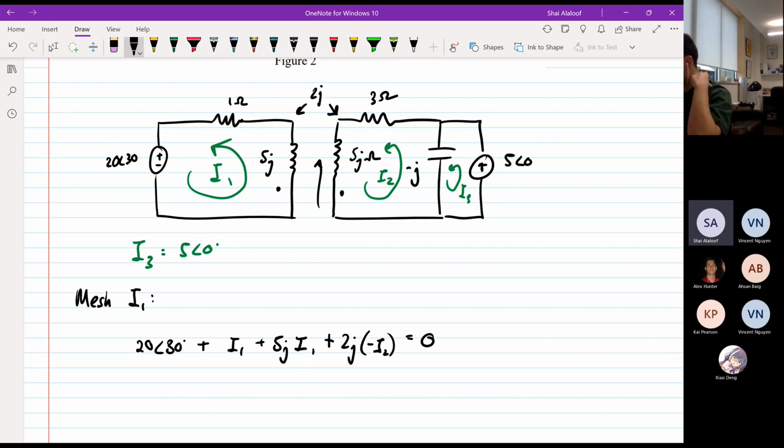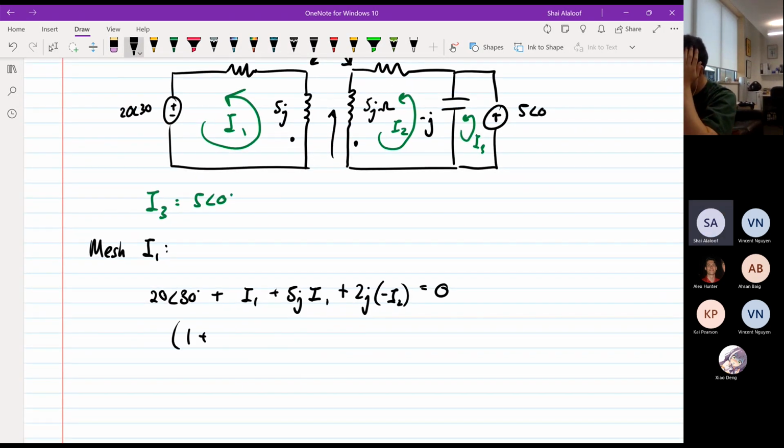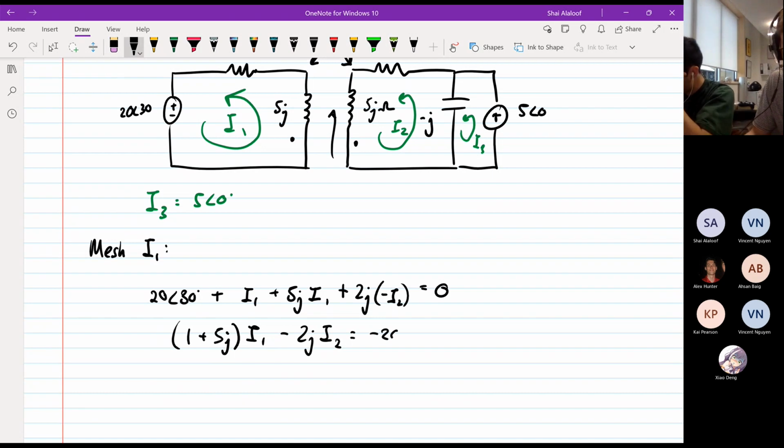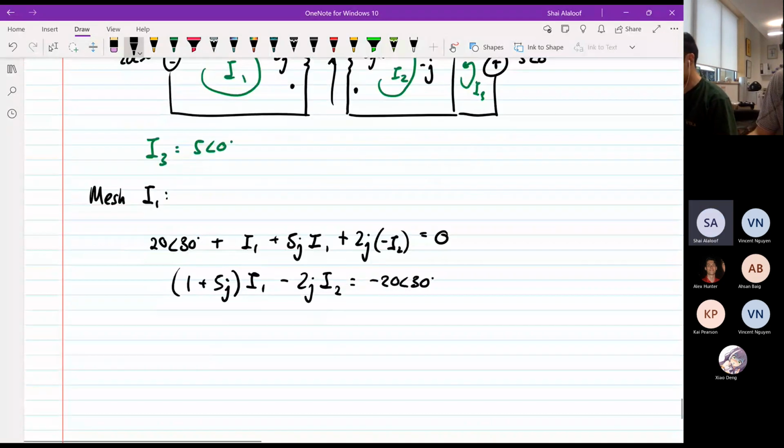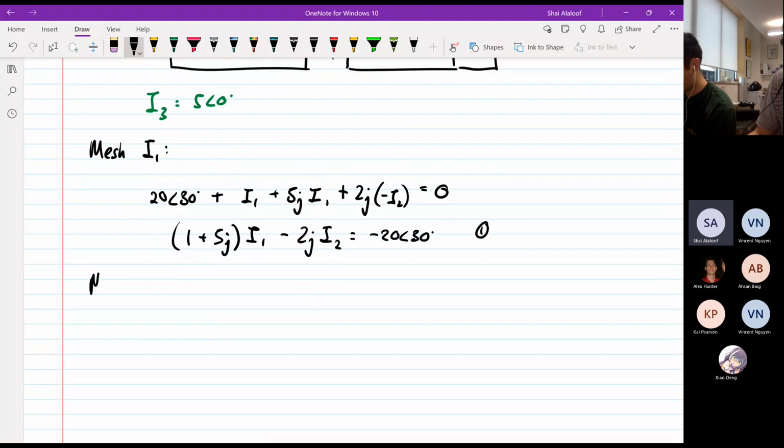So that equals 0. So if I just group my like terms, I'm also going to use this opportunity to teach Cramer's rule to anyone that doesn't know it, because you don't need to know it, but it's very helpful. Okay. So that's one equation. I'm going to do the other mesh now.